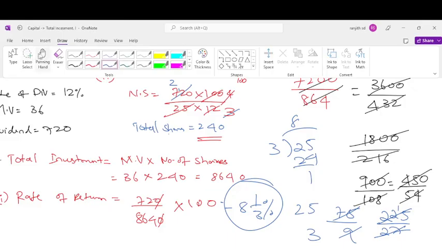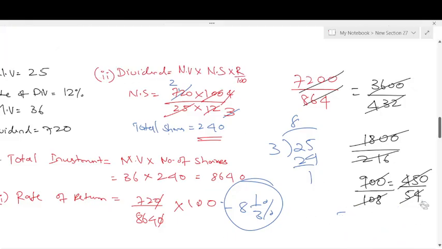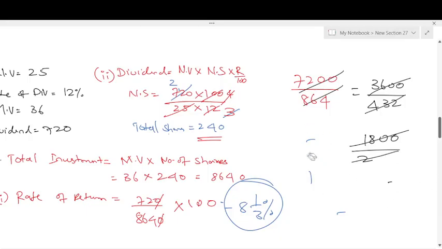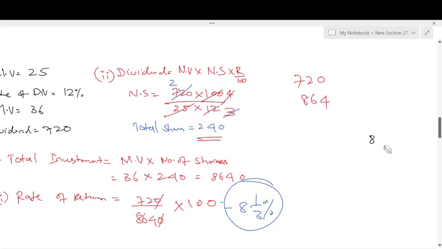How long to do this? If you feel this is too lengthy a calculation, better directly divide. We have 7,200 divided by 864.